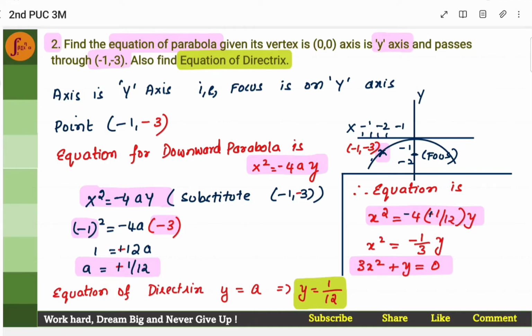So I'll substitute a value. Then I'll put minus 4 and y, right? So it will be x square is equal to minus 1 by 3y. Now I can shift 3 this side. So it will be 3x square and shift y also. So I'll get 3x square plus y is equal to 0.